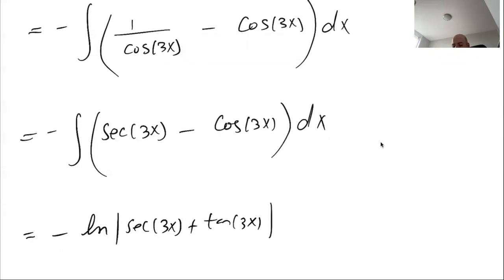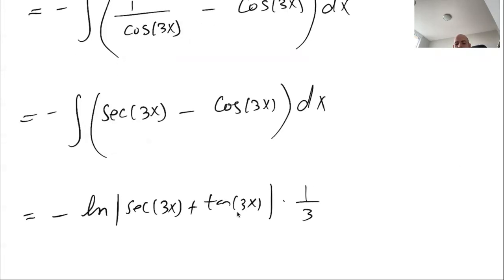But then I also need to multiply it with 1 over 3 according to the chain rule, because when I differentiate this function, like ln secant t plus tan t will be secant t, but times derivative of t, which is 3. So I have to divide by 3, so that 3 is canceled out, and I'll be left with secant.